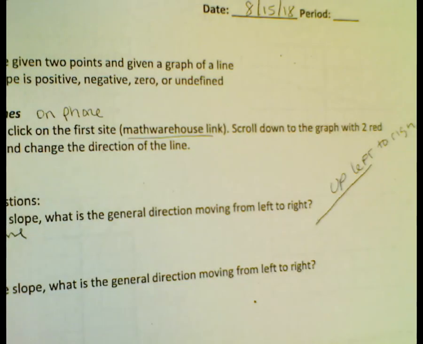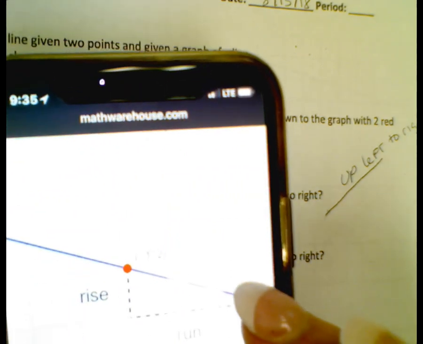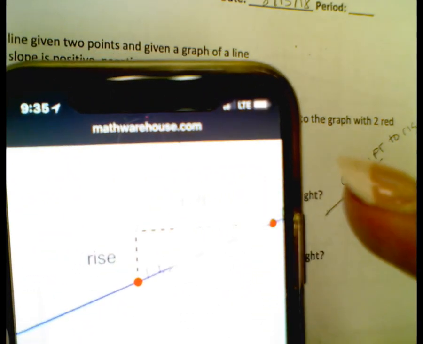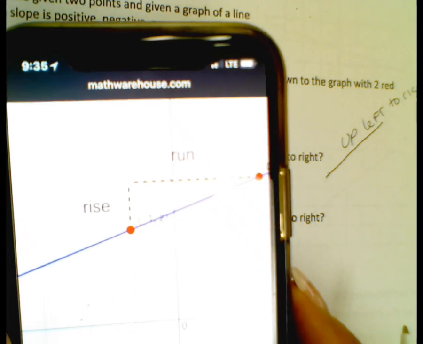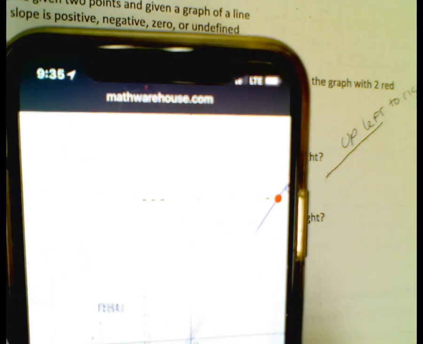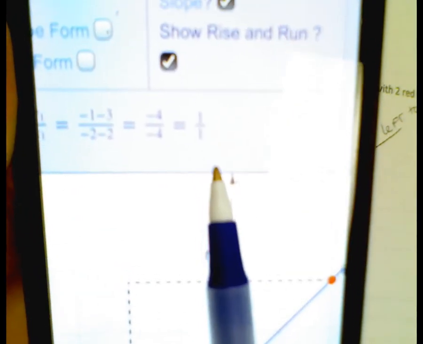So what you need to do on your applet, my phone keeps turning off. All right. So what I need to do is drag my point so that one of them is going up. So I'm going to drag this so it's going up left to right. See that? See I just did that? Now go up to the top. And that slope is 1.